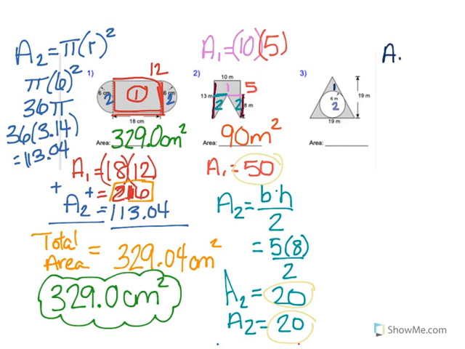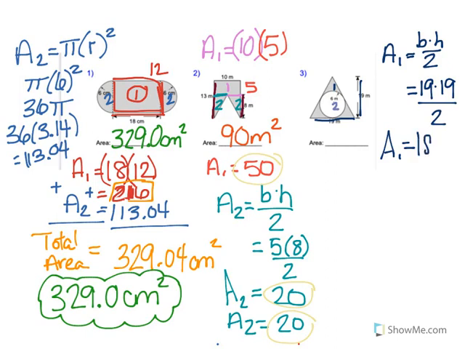So we know that the triangle formula is base times height divided by 2. So our base is 19, our height is also 19, and then we have to divide by 2. So the area of that big triangle would be 180.5 square meters.